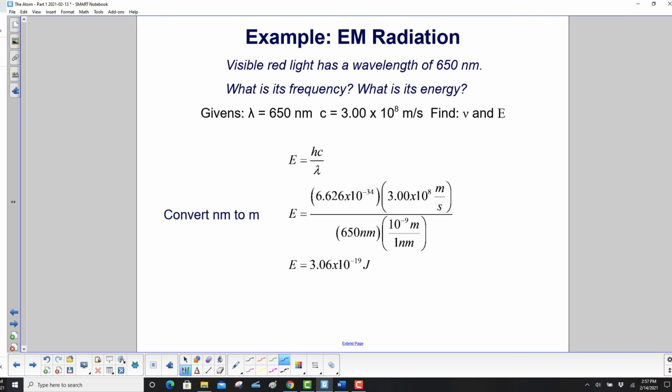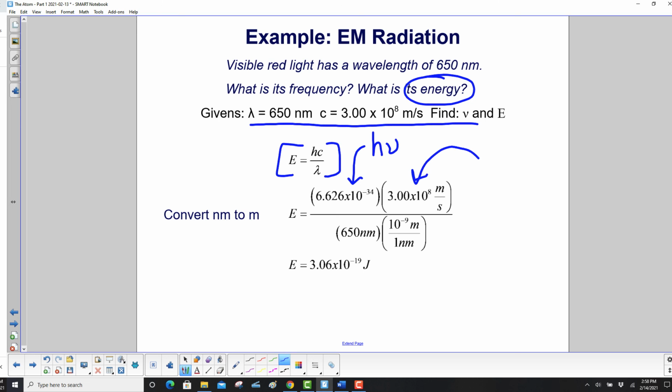Now, what's the energy of this red light photon? Okay, we have our givens again. This time we use E is equal to hc over lambda, which of course is also written as h nu, but this time we have the wavelength. So we put in Planck's constant, speed of light. Here's the wavelength, which we convert from nanometers to meters, and we get an answer of 3.06 times 10 to the minus 19th joules.